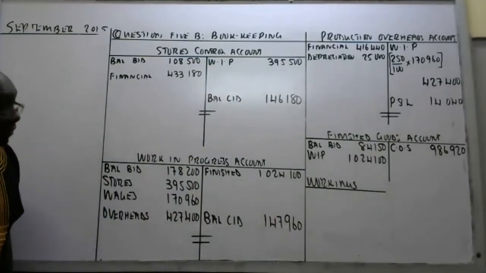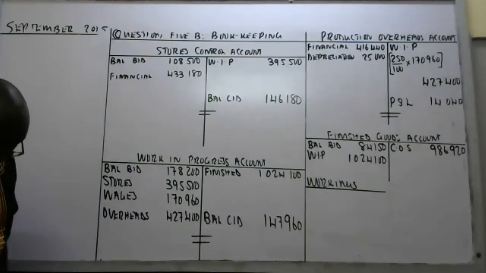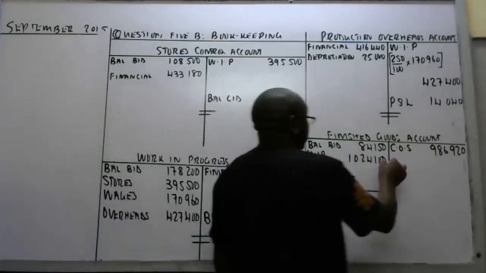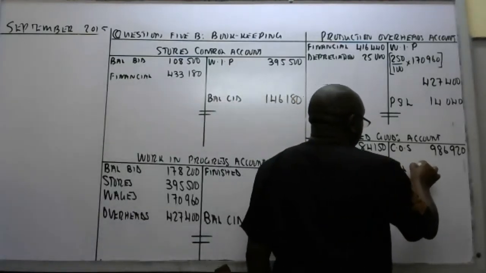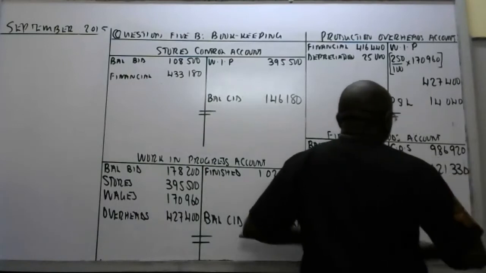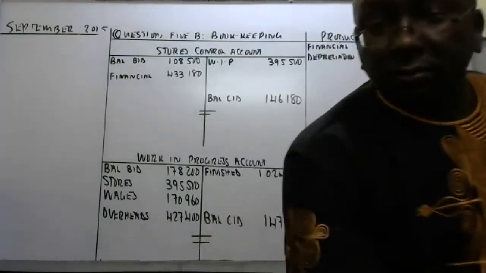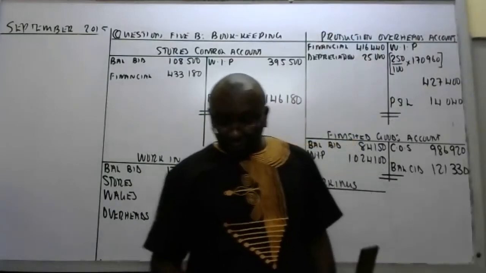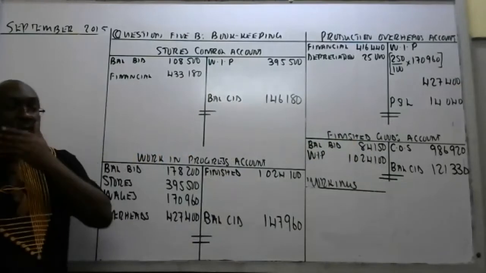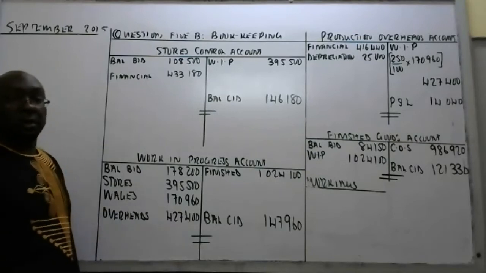And then we do the same for the finished goods. 84,150 plus 1,024,100 minus 986,920 gives 121,330. So the balance carried down is 121,330, and we have closed that account. So, okay.